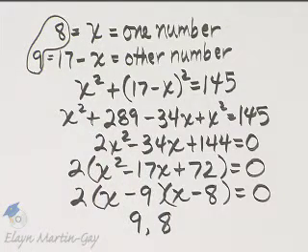You check, their sum should be 17, and the sum of their squares should be 145.